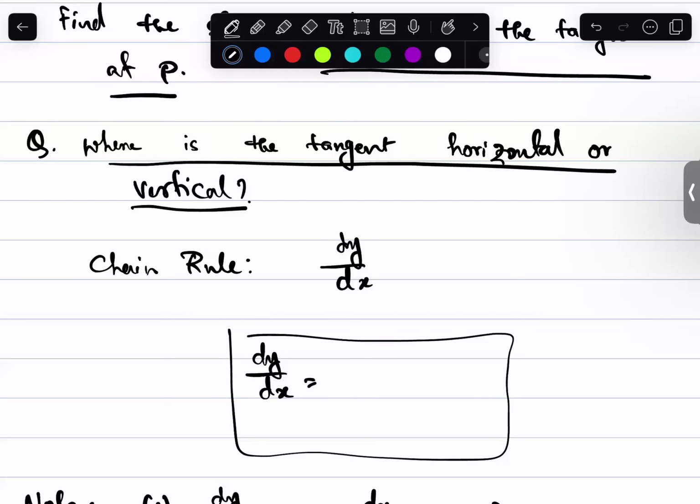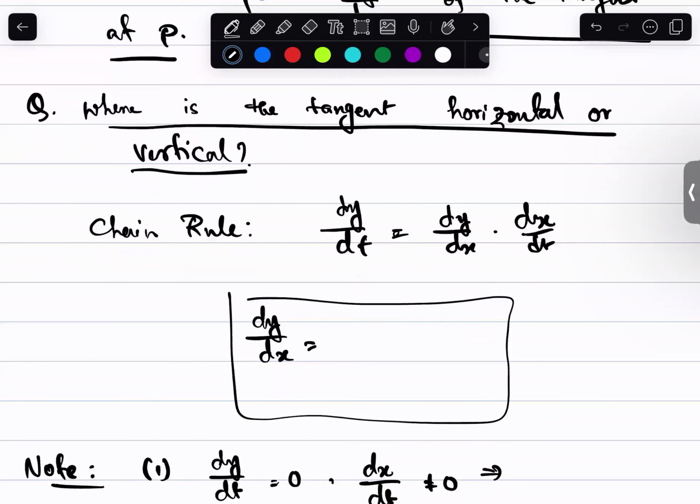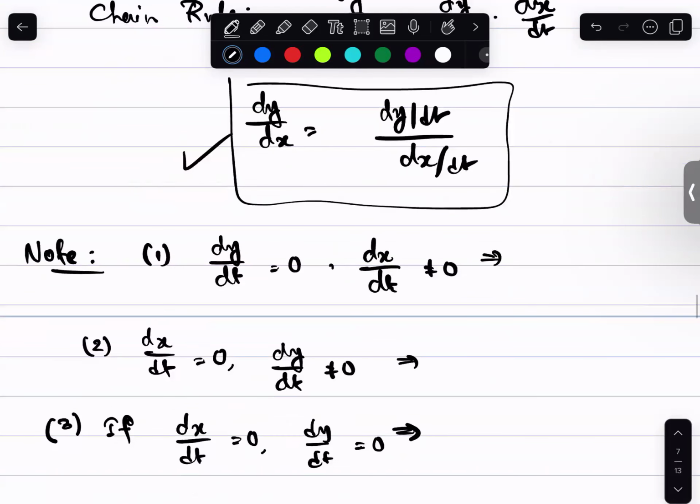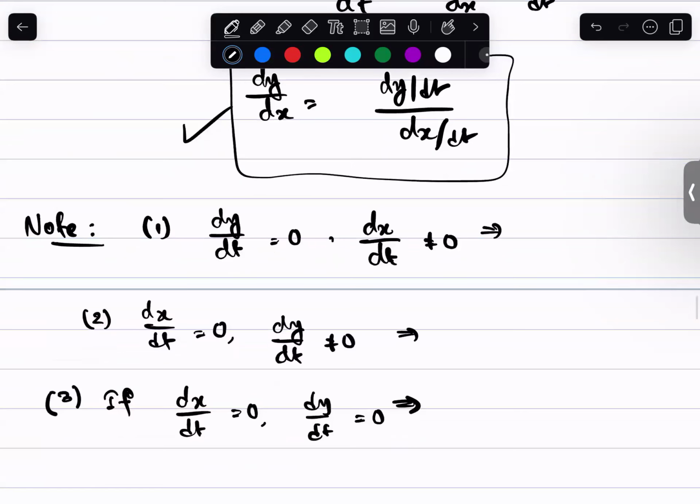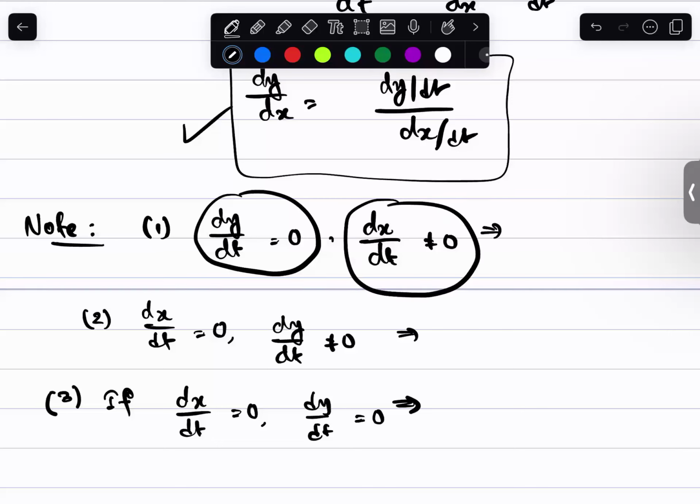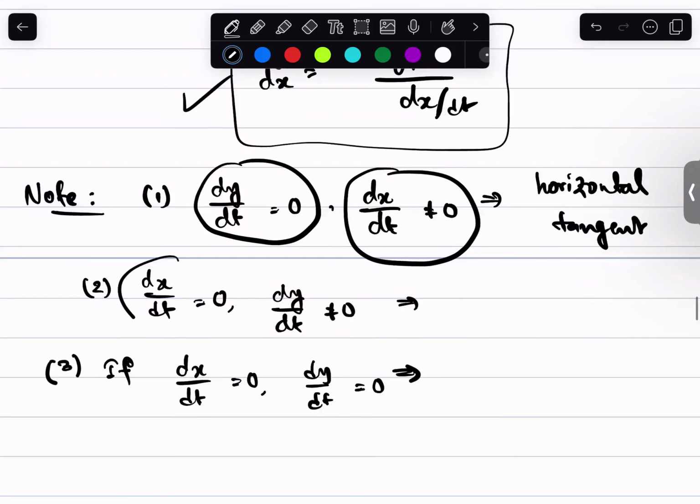By the chain rule, dy/dt will be dy/dx times dx/dt, right? And by cross multiplying, I can get the standard formula that will be very useful to do any calculus for the parametric curve. So this is an important formula that we need to know. And these are the three scenarios. If dy/dt is 0 and dx/dt is non-zero, then we'll have a horizontal tangent.